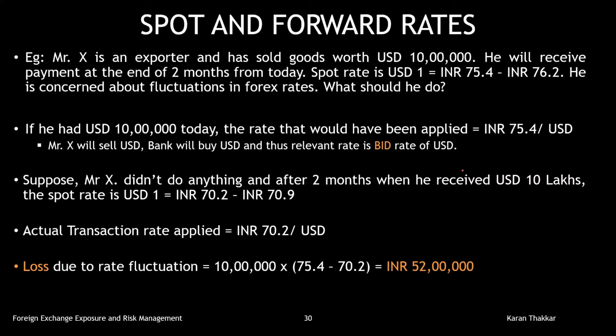Now because of this change in the values, the loss which Mr. X suffered is 52 lakh rupees. Because if he had $10 lakh 2 months before, the rate that would have been applicable was 75.4. Instead, because of fluctuations, 70.2 was applicable to him, and so the total loss to him was 52 lakh. And this is huge. So many of his future plans and decisions could go wrong because of this.